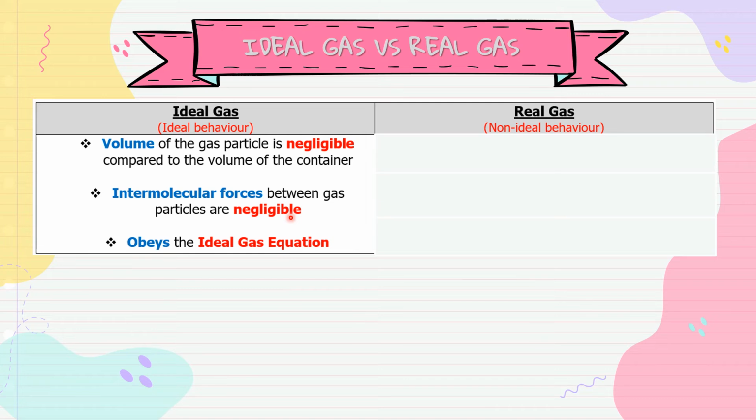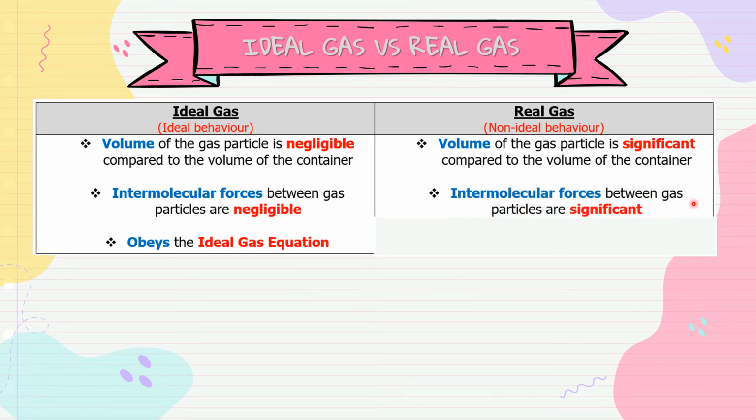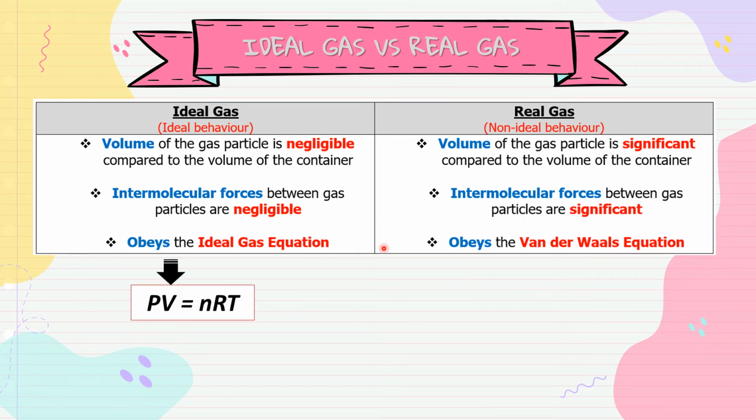Okay. Real gas pula dia akan ada non-ideal behaviour. Okay, jadi apa dia punya non-ideal behaviour? Semuanya adalah the opposite of the ideal gas, which is volume of the gas particle is significant compared to the volume of the container. Intermolecular forces between gas particles are significant and it obeys the van der Waals equation. Okay, jadi awak kena tahu pair dekat sini. Kiranya perbezaan antara ideal gas dengan real gas, dekat bahagian negligible dengan significant. Volume negligible, volume significant. Intermolecular forces negligible, intermolecular forces significant. Okay, obeys ideal gas equation, obeys van der Waals equation. Okay, so ideal gas akan obey ideal gas equation, PV equals nRT.